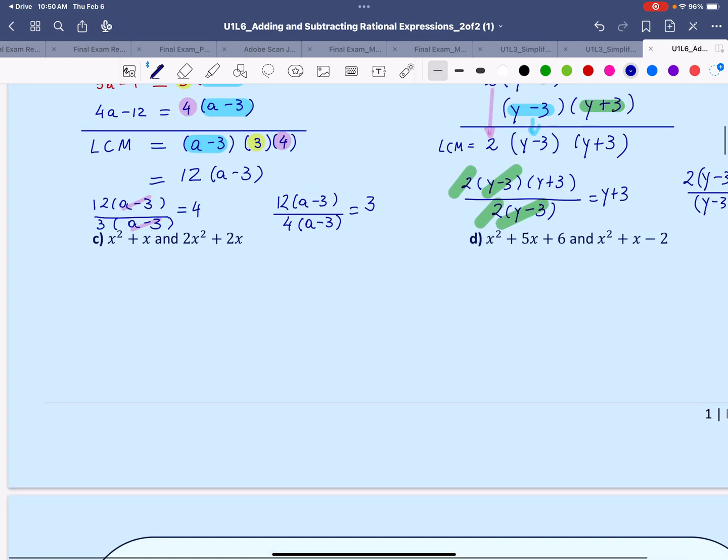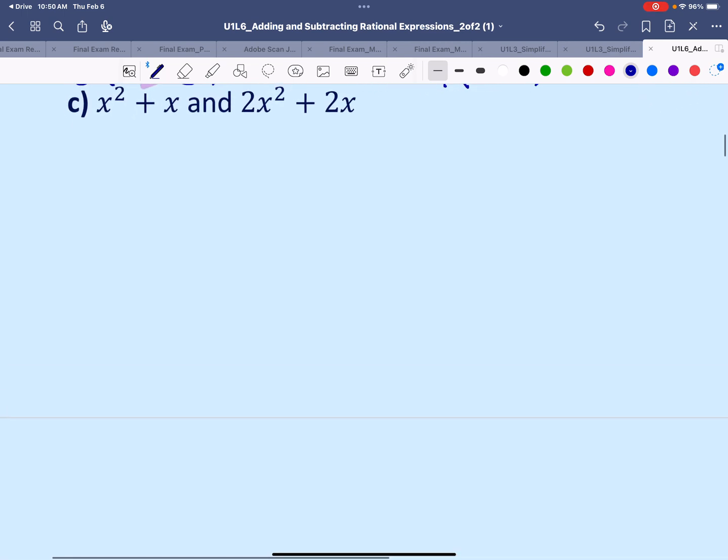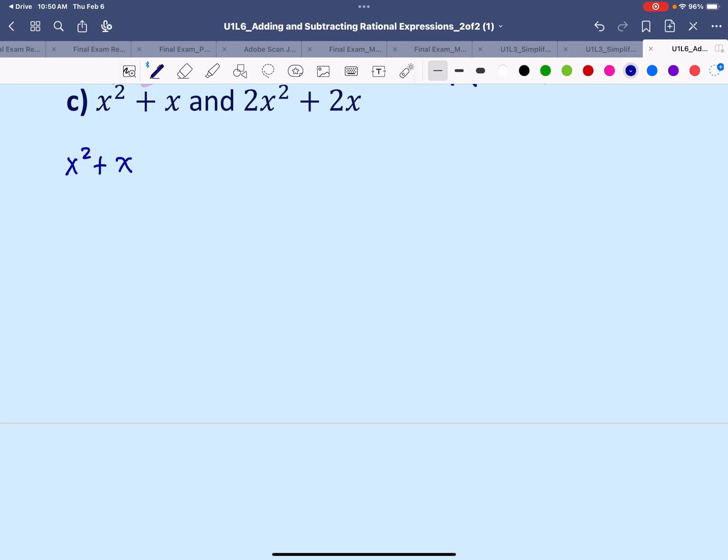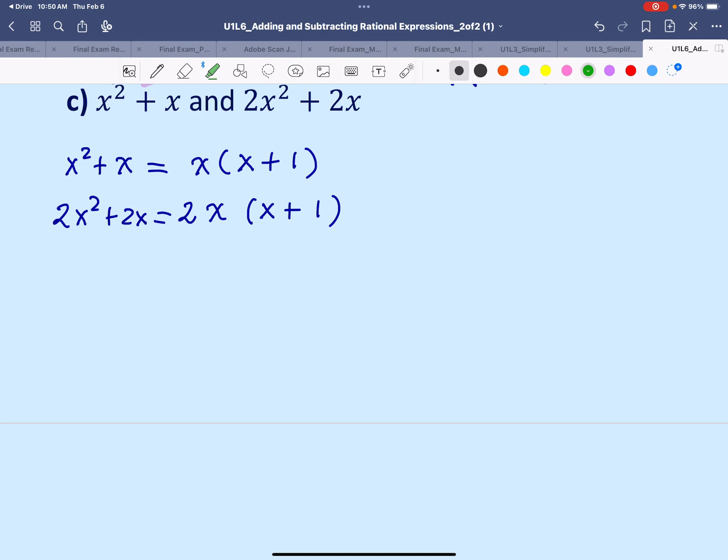Now let's take a look at another example, and I encourage you to try these on your own. So I'll stop the video and you can try it on your own. First, we're going to write x squared plus x in factored form. We're going to break it down into factors. First, the greatest common factor, so then we have x times x plus 1. Then 2x squared plus 2x: we have a factor of 2, a common factor of x, and in brackets, x plus 1. As you can see, the only common factor we see here is x plus 1.